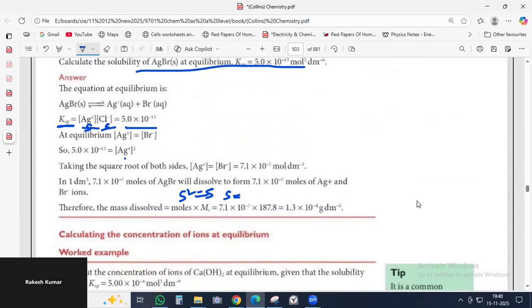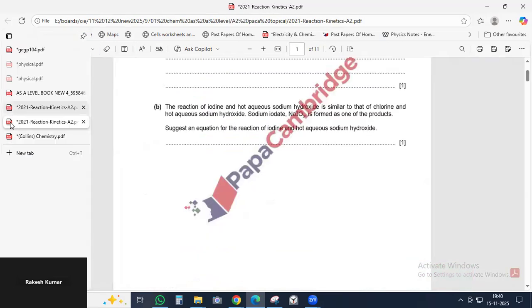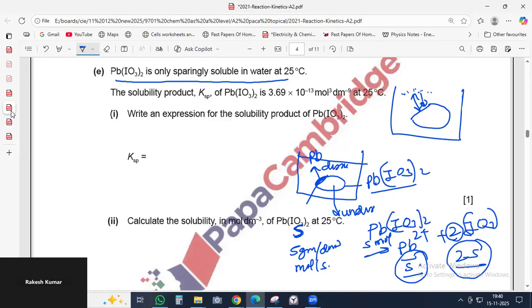So we get the solubility. We are getting 7.1, and the mass dissolved. So we could be asked the mass dissolved. We could ask the solubility in moles per dm cube, and the solubility product is different. So in that question, this Ksp is given.